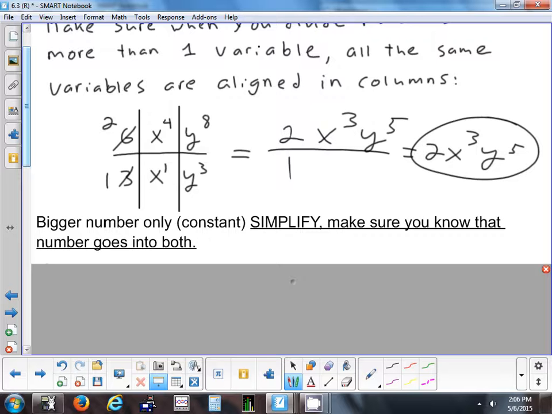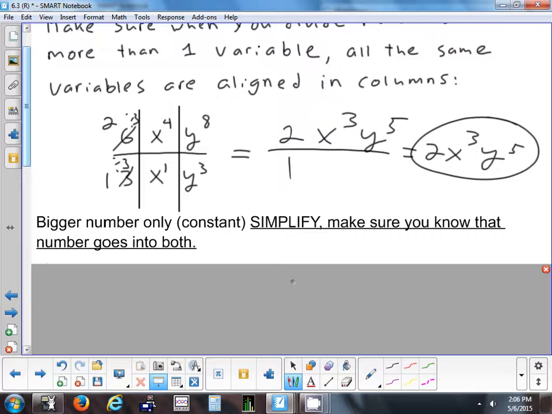Make sure you know what number goes to this. Make sure you know that number goes into both. So see, in this case, all Mr. Hager did was he knows that he divided this by 3. He divided that by 3. That gave him the 2 on the top and the 1 on the bottom. He's just simplifying it. All he did for that first step was just deal with the big numbers, the constants. That's all he was doing.